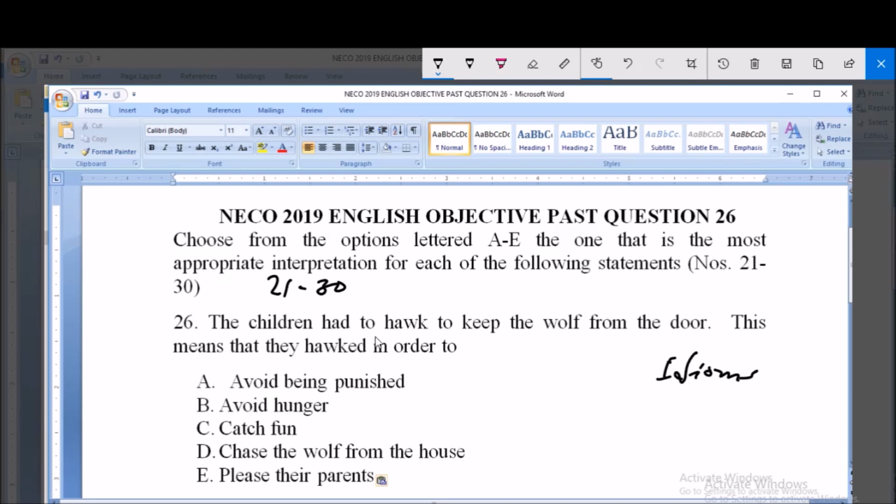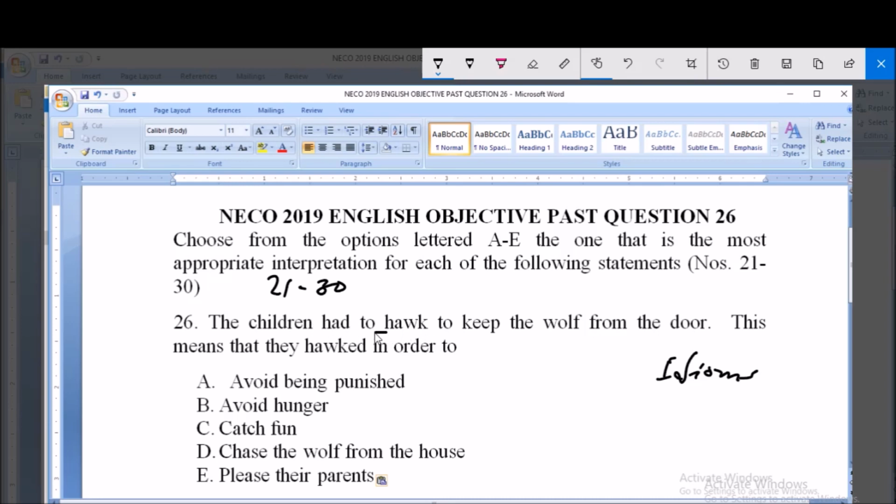The children had to walk to keep the wolf from the door. This means that they walk in order to dash. So the focus here is keep.